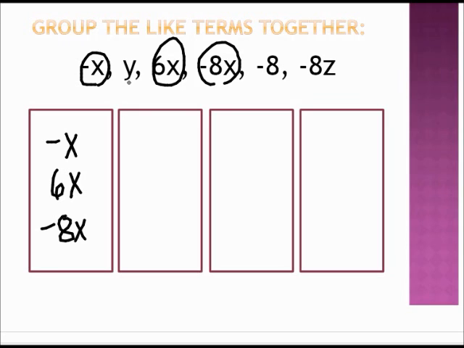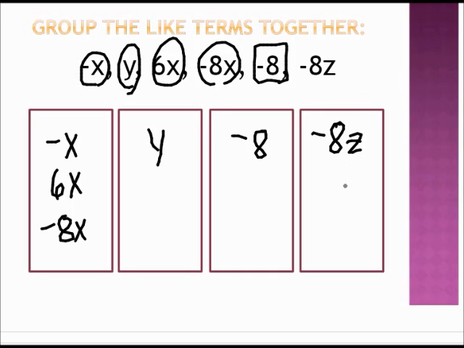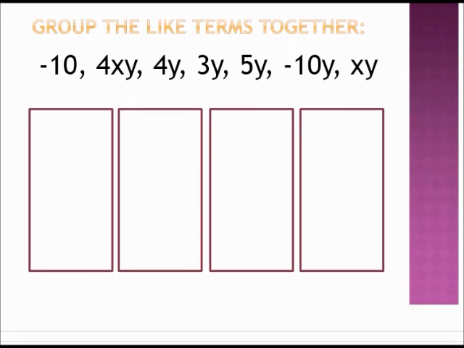All right, so now we have Y. Is there anything that is a like term with Y? None of the other terms have a Y in them. So Y is by itself. Now we have negative 8. Are there any other numbers with no letters? Nope, they all have letters, so it's by itself too. Now we have negative 8Z. I always put a little line there for my Z so it doesn't look like a 2. So Z is the only one with a Z in it, so it has no other partners. The only ones that are like terms are those with X's because they have the same letter combination.